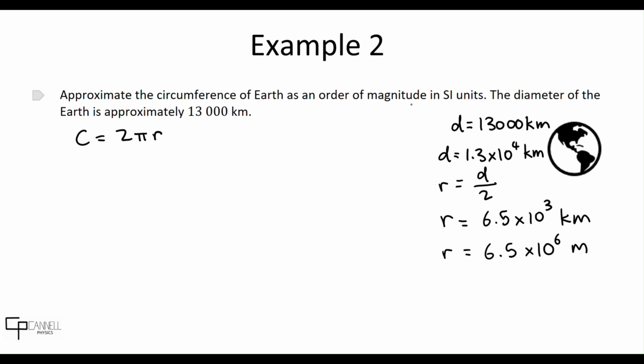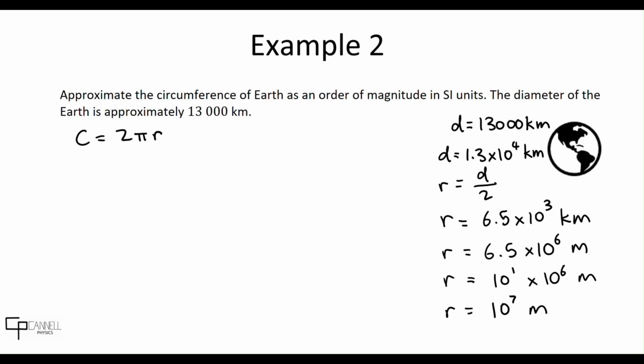But because we're asked for order of magnitude as well, we need to rewrite 6.5 as an order of magnitude. And since it's above the 3.16 cutoff, we can write 10 to the power of 1, not 0, times 10 to the 6. And we have 10 to the power of 7 meters.